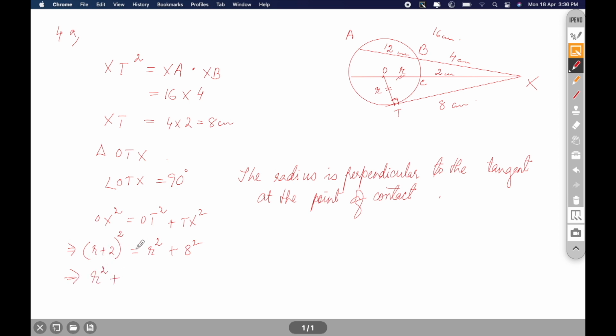So this is just like the (A plus B) whole square formula. So you have R square plus 2 square is 4, and 2 into 2 into R is 4R, which is equal to R square plus 64. So this gives us 4R equals 60. Therefore, R equals 15 centimeter, which is the required radius.